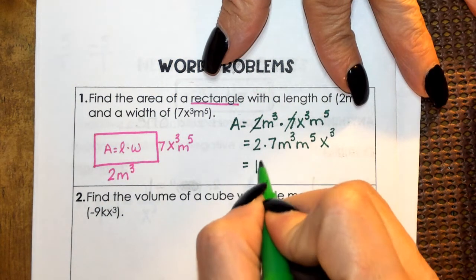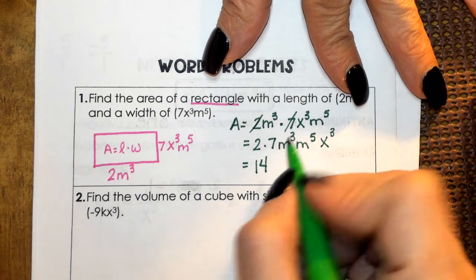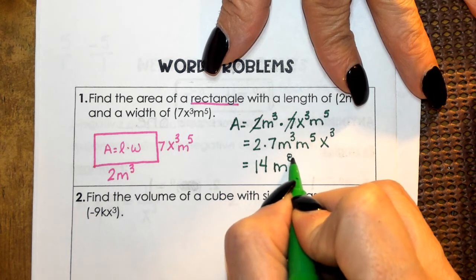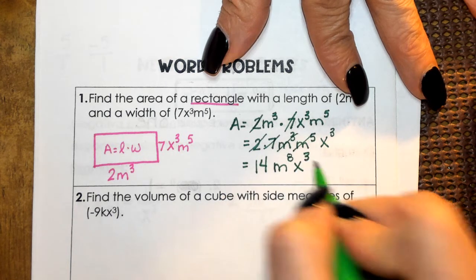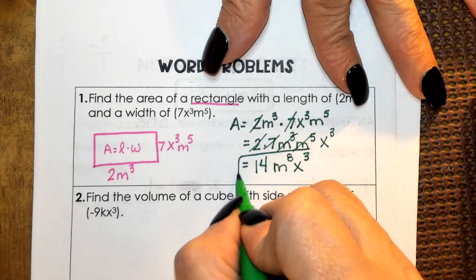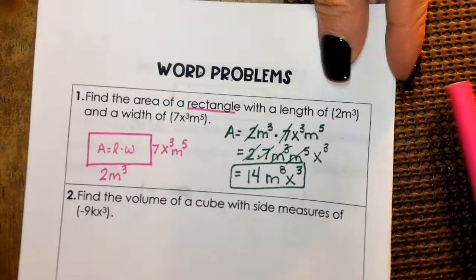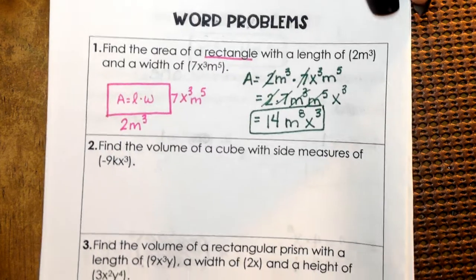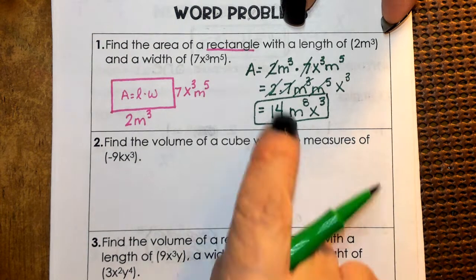2 times 7 is 14. 3 M's and 5 more give me a total of 8 M's. And I got this old X to the third over here on the end. Okay, so that is the area. Now pay attention, because in a minute we're going to do some that are geometric application. That's going to be the next thing we do, and you're going to want to remember some of these.